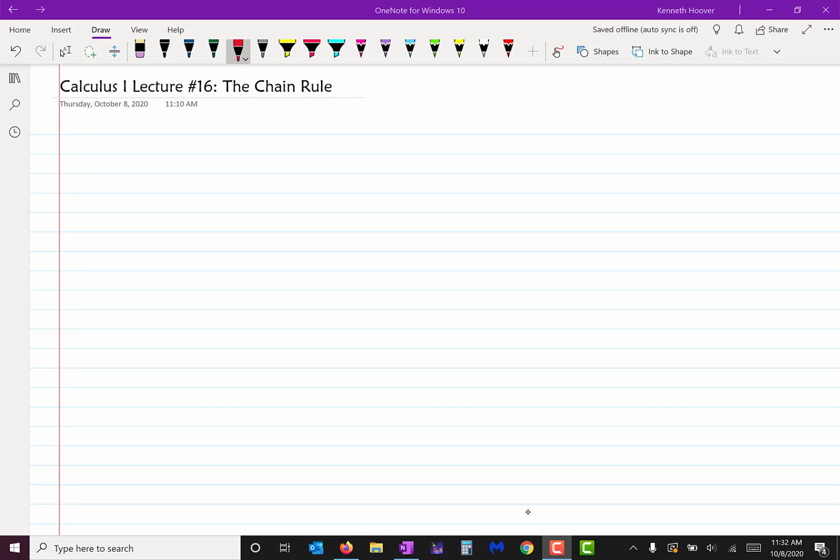Okay, today we're going to cover two things. First is I want to cover higher order derivatives, and then we're going to cover one more differentiation rule that you need, which is called the chain rule. Okay, so first we're going to do higher order derivatives.